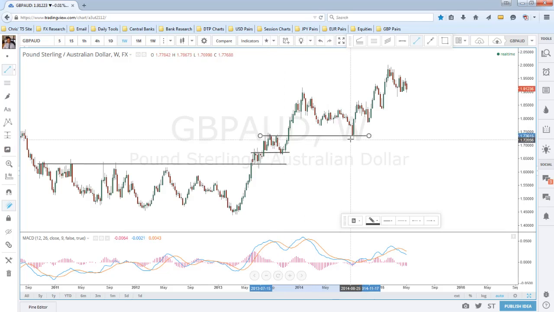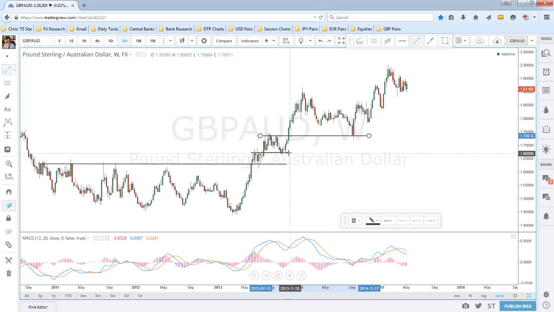Resistance held for support and the market continued higher. Okay, so this is an example of price support and resistance, where once the resistance levels are broken, they turn into support and vice versa.